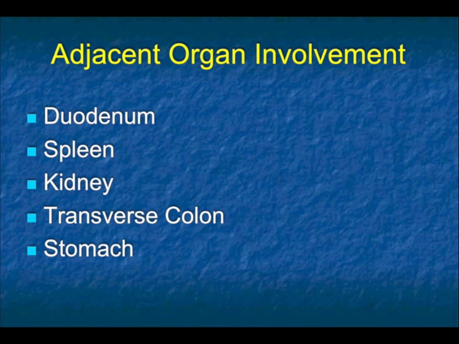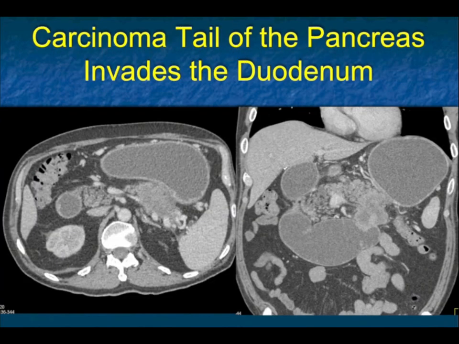Now we talk about adjacent organ involvement. Most pancreatic head tumors will involve the duodenum. Tumors of the tail of the pancreas will involve the spleen. Neither of them will make you unresectable, but involvement of the kidney, the colon, or the stomach typically do.